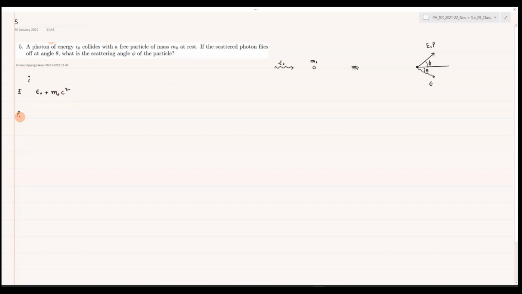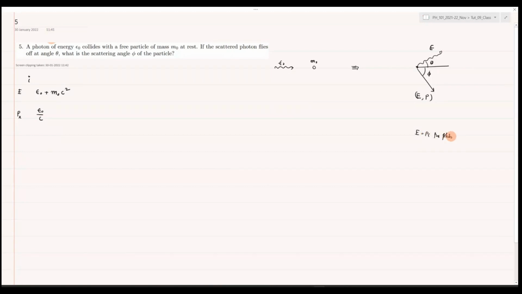What is the initial momentum along the x direction? Epsilon naught by c. Wait, I solved it actually along the opposite direction, so let me solve it the same way so that I can directly write the answer. I have put the particle along this direction and the photon along this direction. This angle is phi and this angle is theta. Initial momentum Px is epsilon naught by c, because for a photon the P is equal to E by c relation will hold.